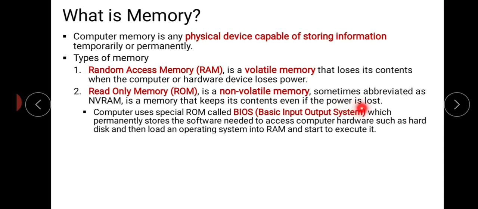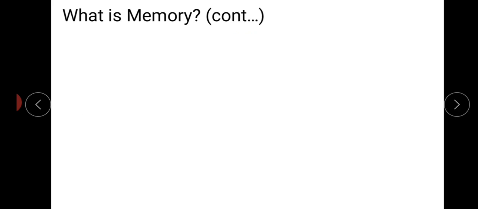BIOS is one example of ROM. The full form of BIOS is basic input output system. Yes, you know the BIOS settings which are available in a computer system. When you switch on your computer system, first of all the BIOS settings, which are stored in the BIOS ROM, will be loaded, and according to those settings the next operation will be performed. So this BIOS ROM is one kind of non-volatile memory, which is ROM.